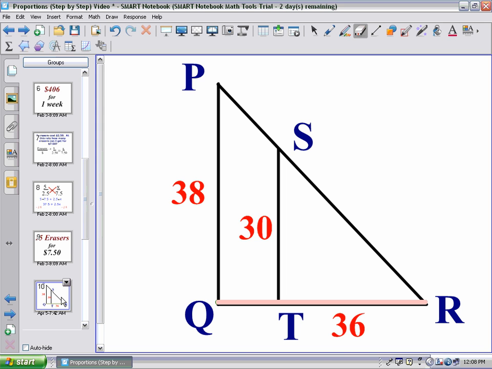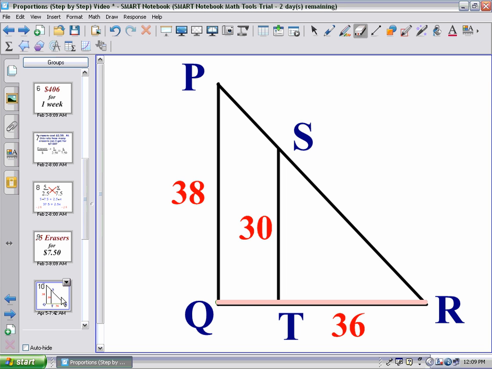Notice the sides, notice the values. I can also use proportions to find a missing side of one of these triangles. I highlighted a missing side for you: the distance from Q to R. We don't know what that is. You see, I know the distance from T to R is 36. I know the distance from T to S is 30. I know the distance from P to Q is 38. But I do not know the distance from Q to R.